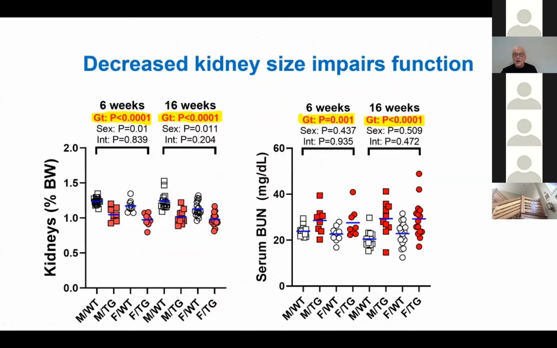Now, is this difference in kidney size actually functionally important? It turns out that it is. The transgenic mice have impaired clearance of urea from the circulation, so they have increased urea concentrations in blood. And that's true for females as well as males. It's true at 6 weeks, and it's true at 16 weeks. So the decreased kidney size is actually functionally important.